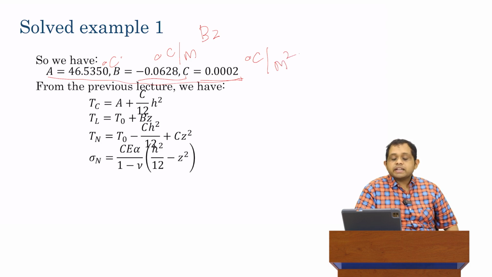So we see that B in this case is negative. That's an important thing to note. We'll come back to it once we do further calculations. But B is negative and it has a value of minus 0.0628 degrees Celsius per meter. And then C has a value of, it's a very small value, and that's quite typical. It usually is a very small value, with certain exceptional cases, which we'll talk about later. C is equal to 0.0002 degrees Celsius per square meter.